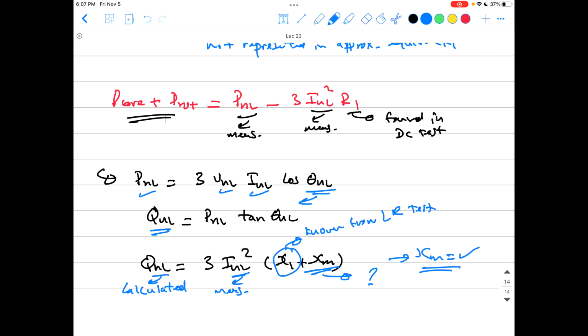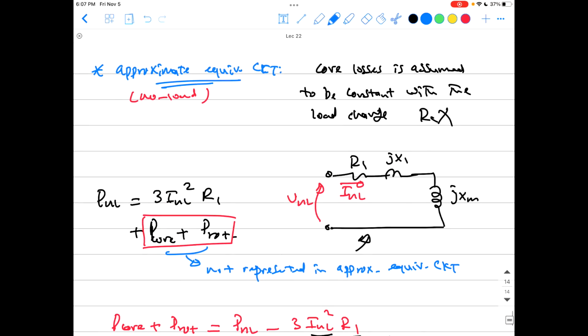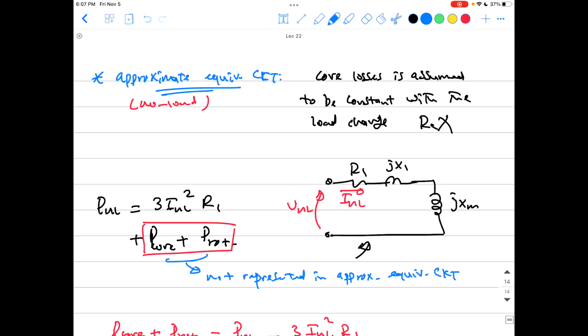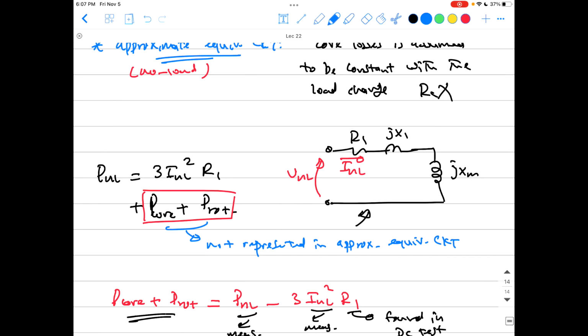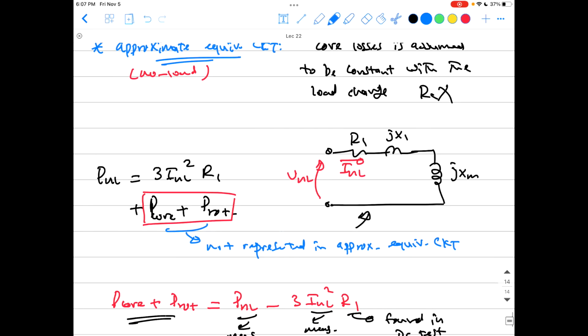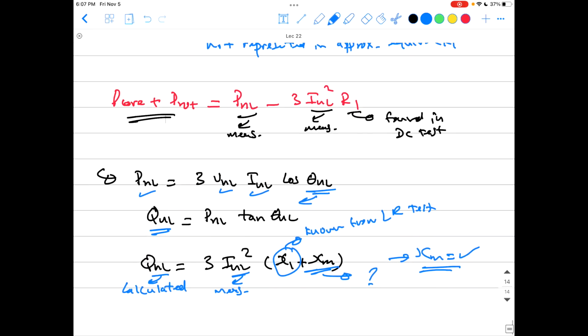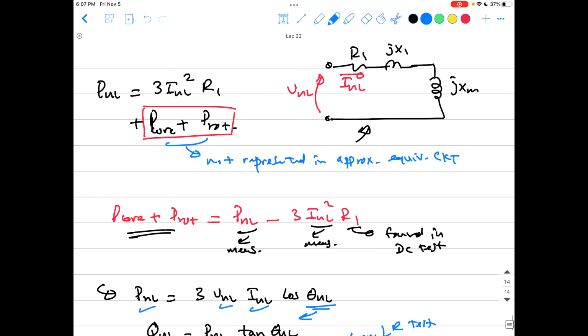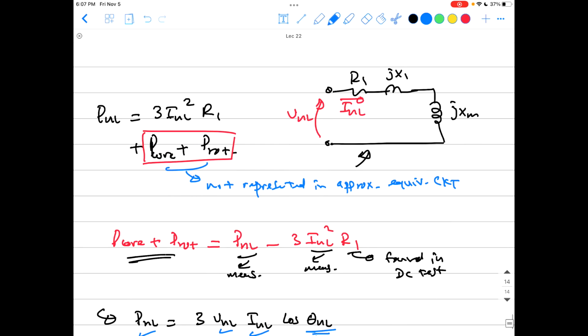Okay guys, and like that we found all the parameters we need. Remember, we're dealing here with the approximate equivalent circuit where there is no RC at all. So you found all the equivalent circuit parameters, and you even found the core and rotational losses together from this test.